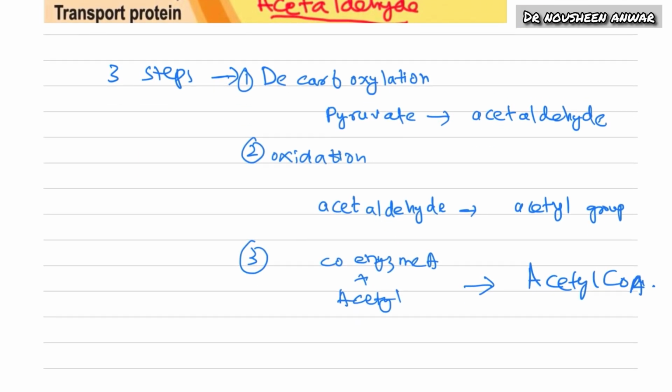I write it over here: decarboxylation, pyruvate becomes acetaldehyde, then oxidation, the acetaldehyde loses hydrogen ions and becomes an acetyl group, and the hydrogen attaches to the NAD to become NADH. We have two pyruvates, so two NADHs are formed, two acetyl groups are formed, and at the end we will have coenzyme A attached to the acetyl group to become acetyl CoA. This will be used in the Krebs cycle. I hope you understand well.